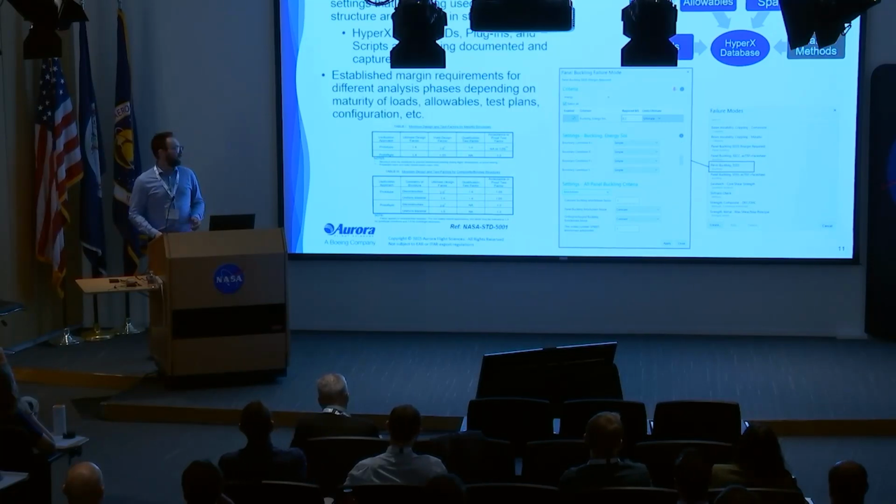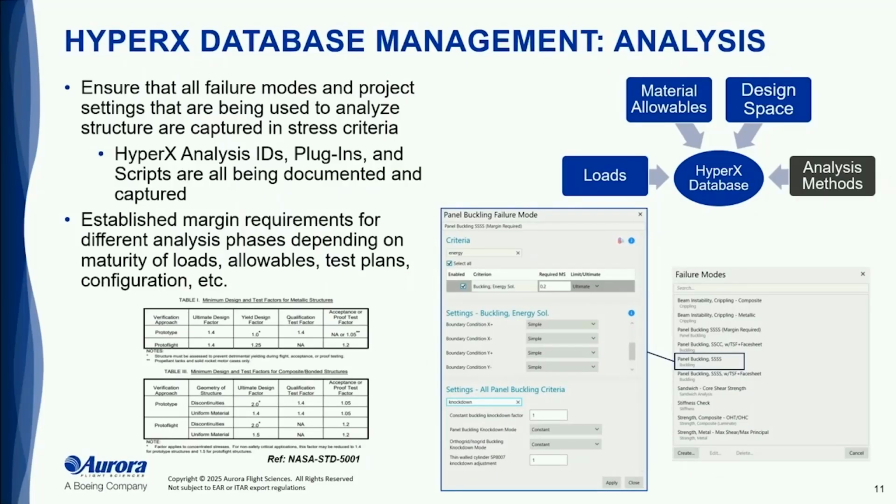On the analysis side, this is where I think a lot of people are hesitant to totally give way to setting parameters ahead of time. But by defining failure modes with either the native HyperX analysis IDs or any specific plugins that you want to build for your specific use case, you can document what modes are being used on your program, and you can ensure that anything that's being written to a margin is conforming with your criteria and your program requirements that you have met, whether it's in your stretch criteria or higher level program tracking.